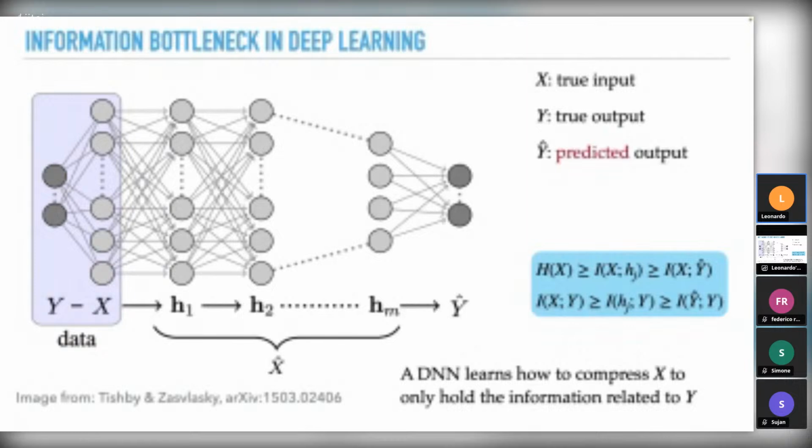Now, during training, what to do? During training, you want to make this Y-hat as close as possible to the true Y. We can also see this in the language of information theory. The information between X and Y that is present in your data set is always going to be bigger than the information between all these layers and your label. And because of this, the information between your prediction and the true label is going to be smaller. Okay?